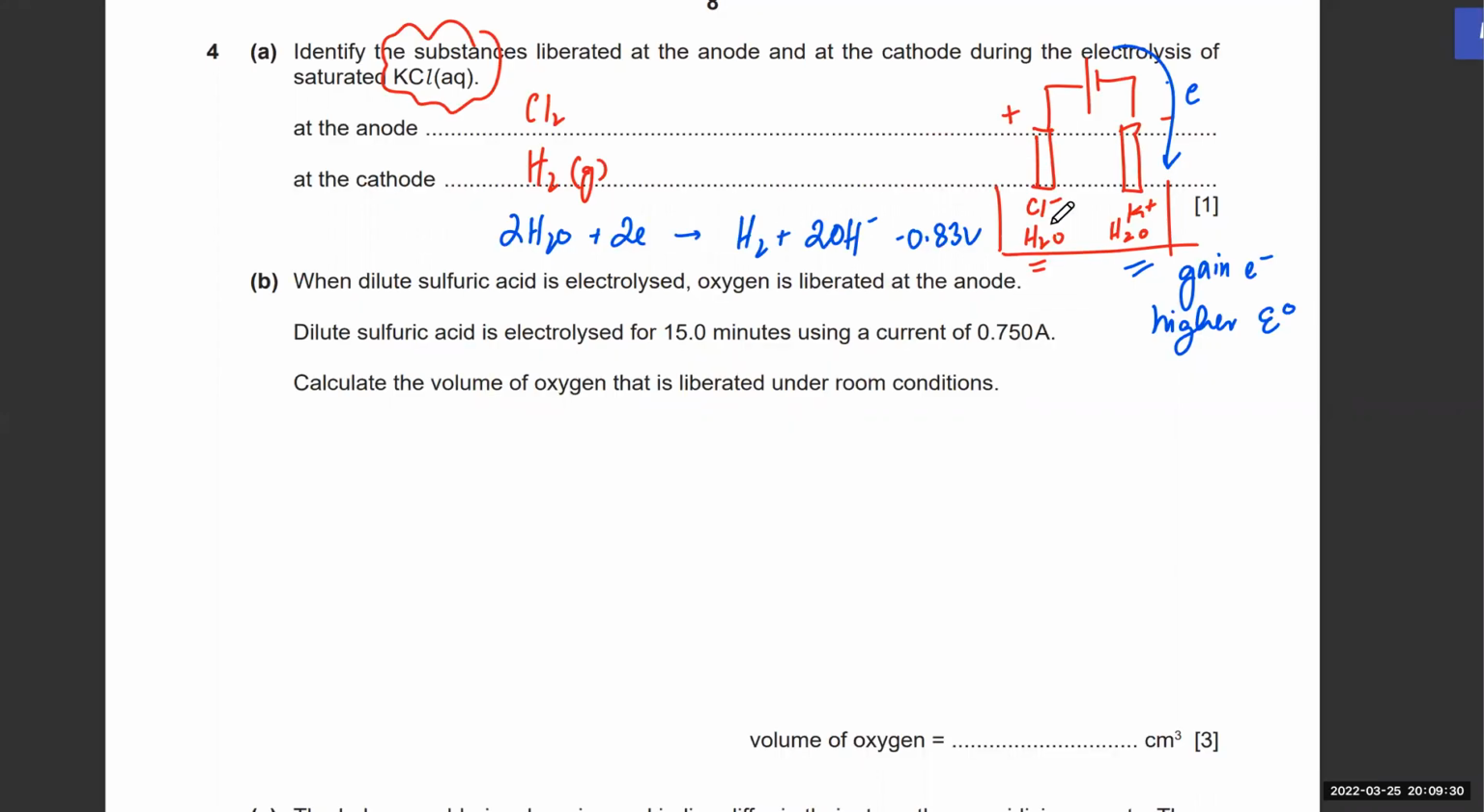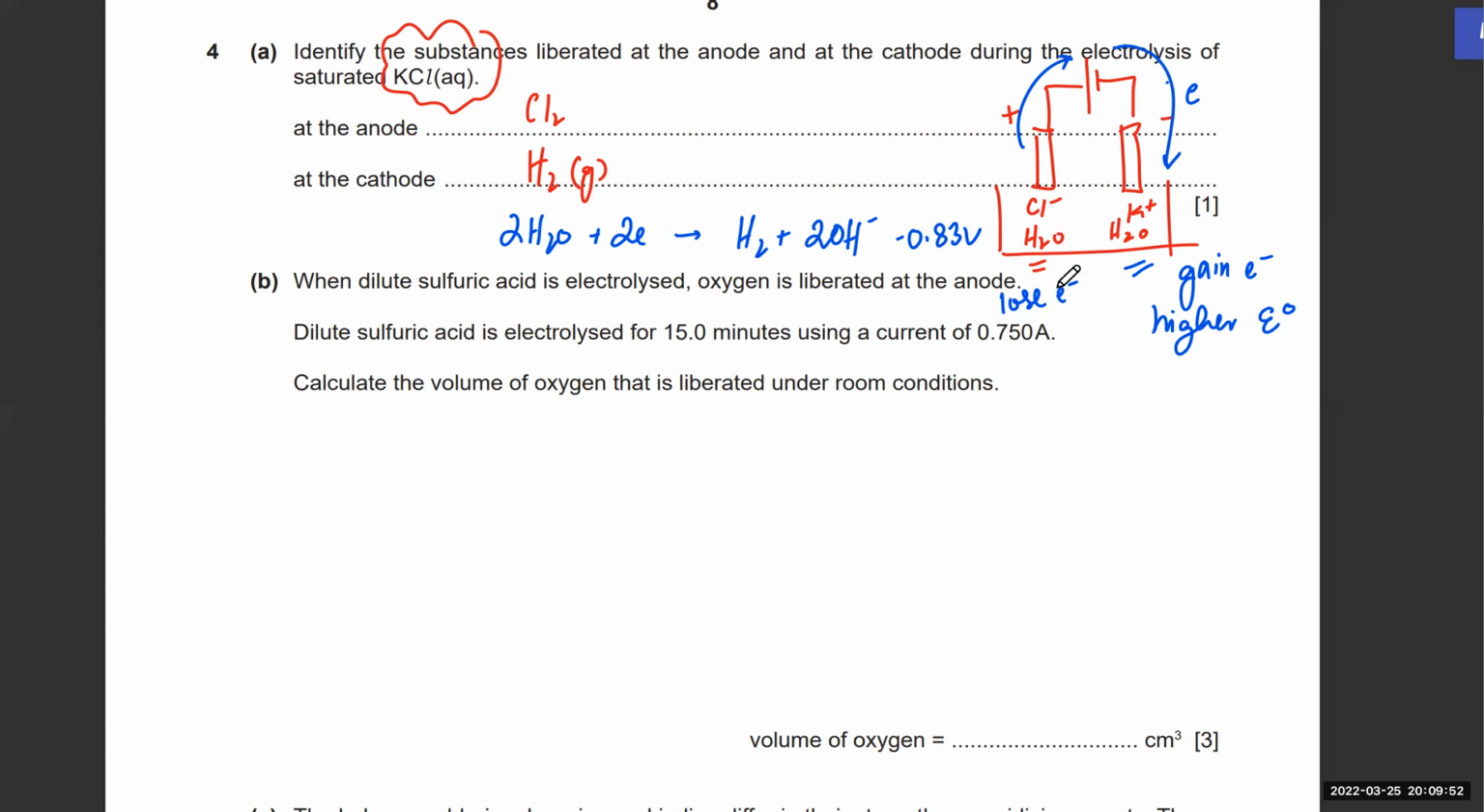And the same thing would apply to the anode. At the anode, they're going to lose electrons. So you've got two substances at the positive anode. It's either going to be Cl minus 1, and since it's an aqueous solution, it will have water as well. So it's either Cl minus 1 losing electrons or water losing electrons.